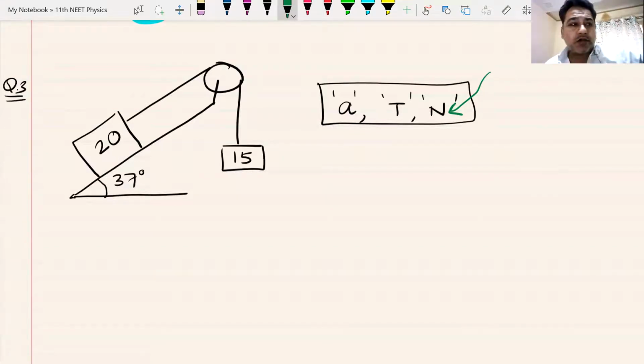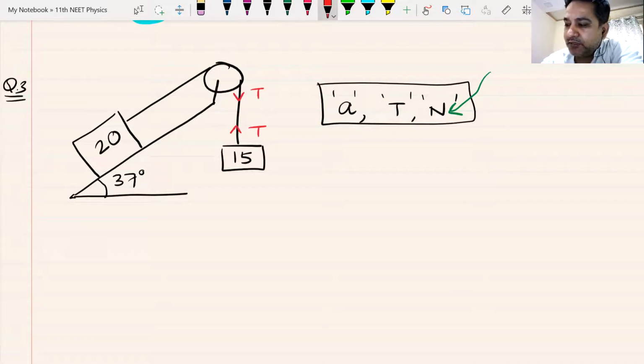Okay. How do we solve this question? It's pretty simple. Follow steps. Step number 1, sketch, already there. Number 2, isolate all bodies, already isolated. Number 3, draw free body diagrams. I start with the tension T, T, T, and T. Done. Tension done.